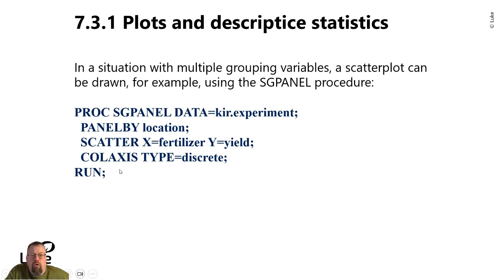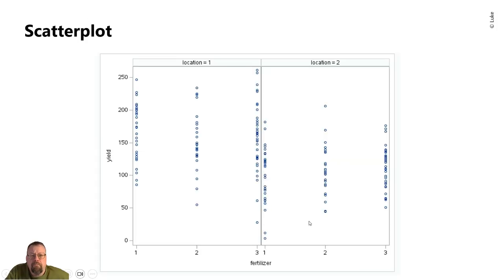And we want the column axis to be discrete. So this is what we get with that. We have 3 different fertilizers, we have 2 different locations, so we have 2 panels, and 6 groups altogether. And on the y-axis we have yield.